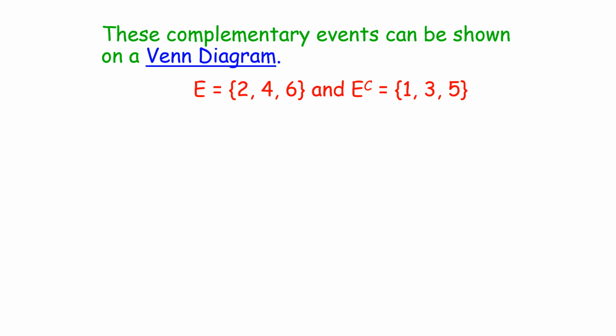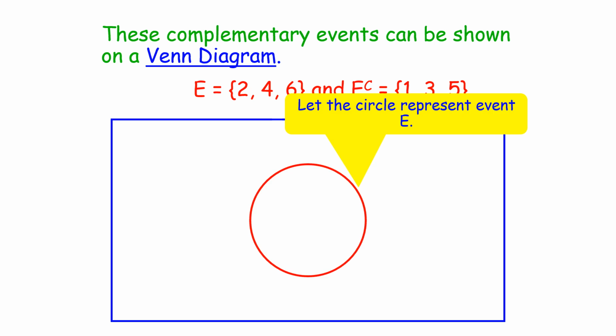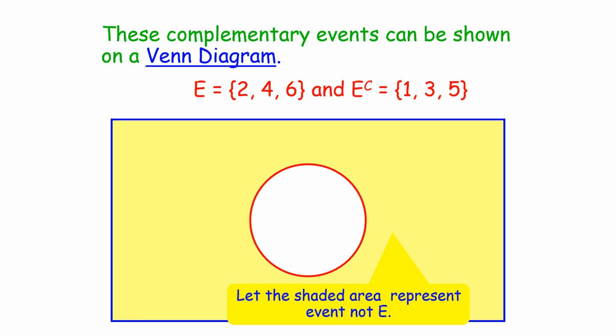Now, these complementary events can also be shown in a Venn diagram. So if we take our event 2, 4, and 6 and the complementary event 1, 3, and 5, we can draw a rectangle, and we're going to let the rectangle represent our sample space. And we're going to let the circle represent our event E. So we're going to have the shaded area represent the event that's not E. So everything that's not E is yellow.